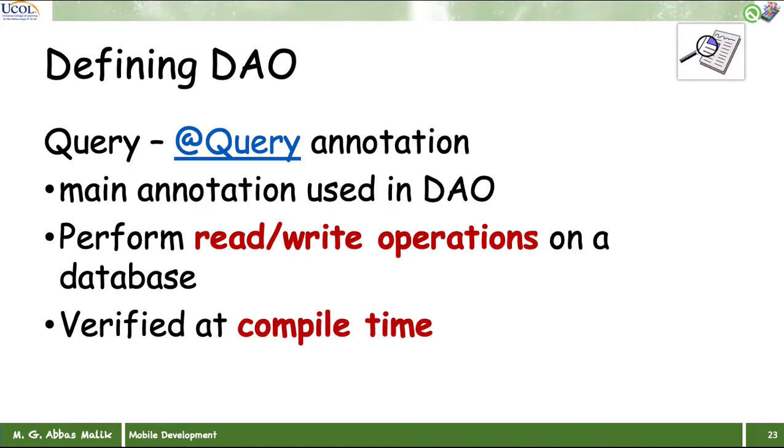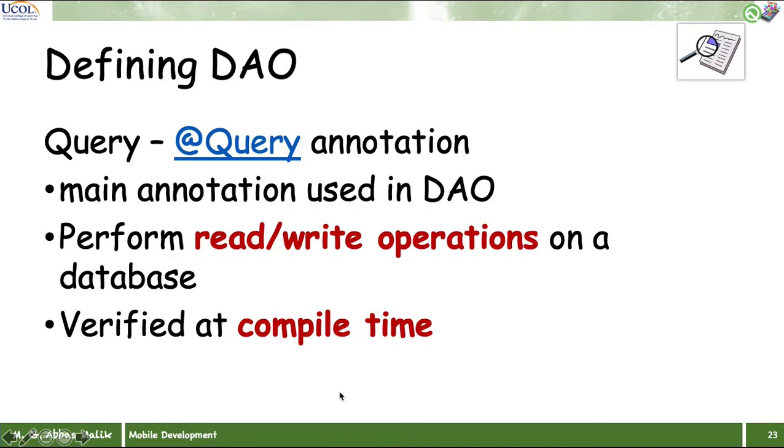But in the Room framework, with this @Query annotation, we are writing the query in our code as a string, but it is checked at compile time. It means if there is some error inside the query, before your program can be compiled into the executable form, it is going to give you error messages. There is something wrong with your query, so you need to fix those issues before you can build your project and compile and run your project.